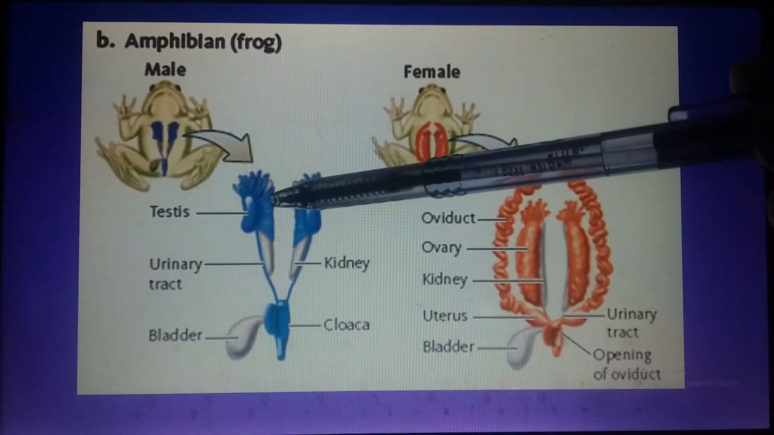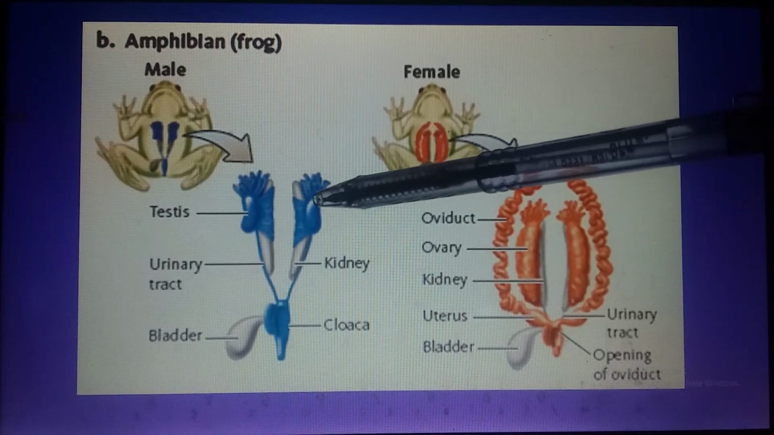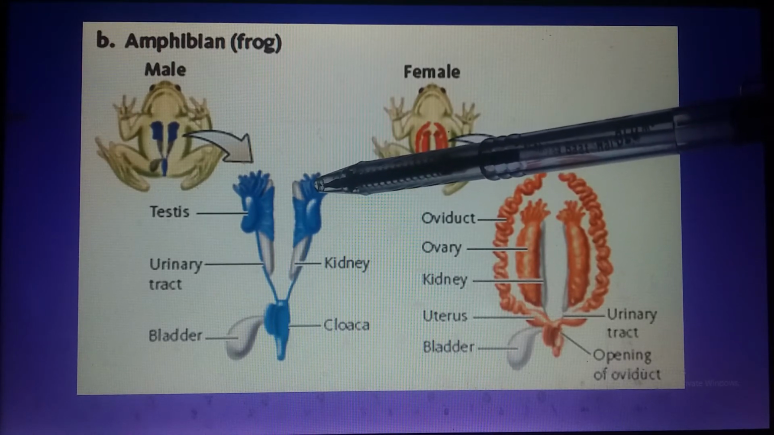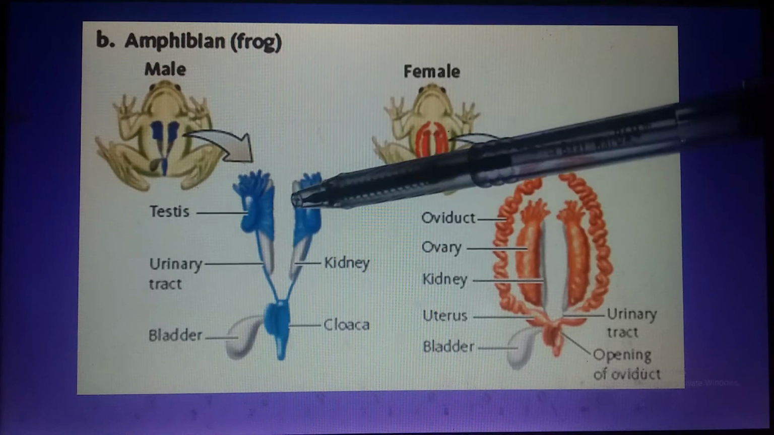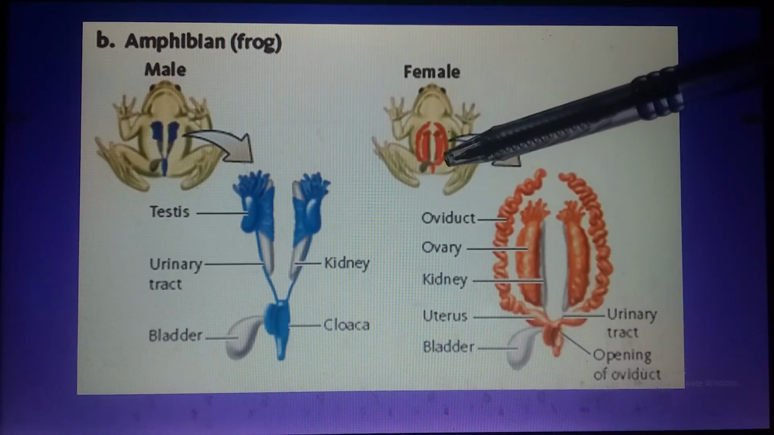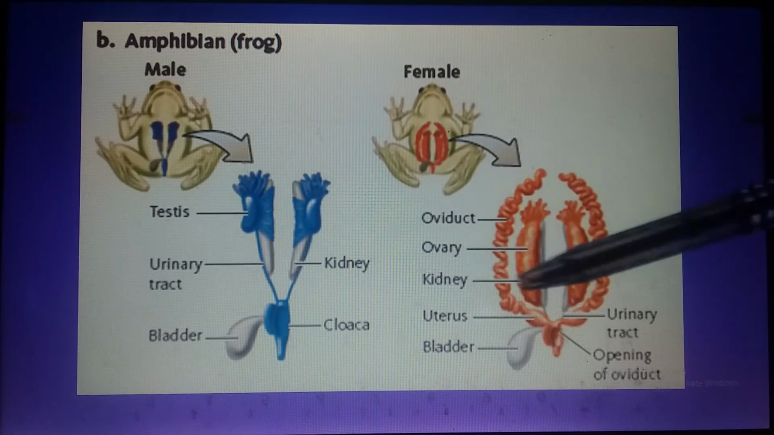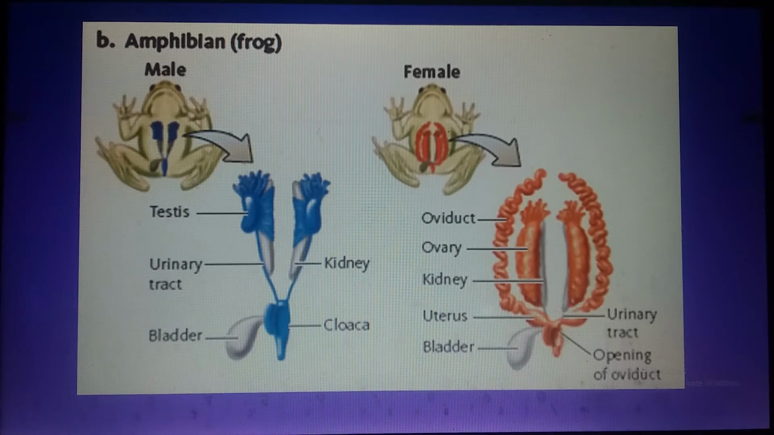So these are the testes which are present on the kidney. Is it clear? This is the male reproductive system. This is the female. The male reproductive system consists of the testes, and the female reproductive system consists of the ovaries. In ovaries eggs are produced, and in testes sperm is produced. Okay.